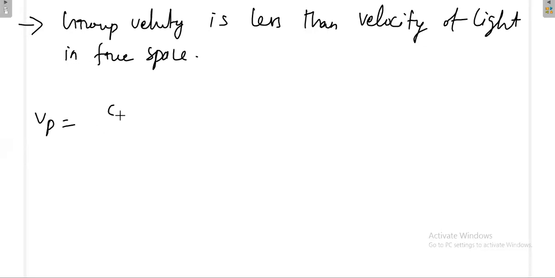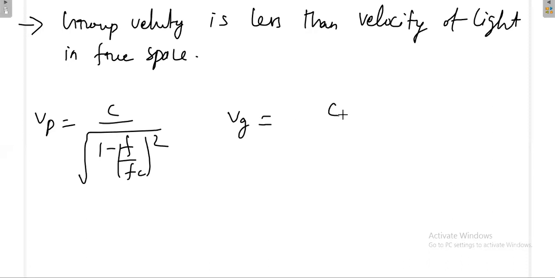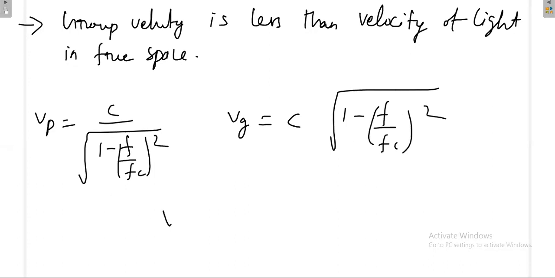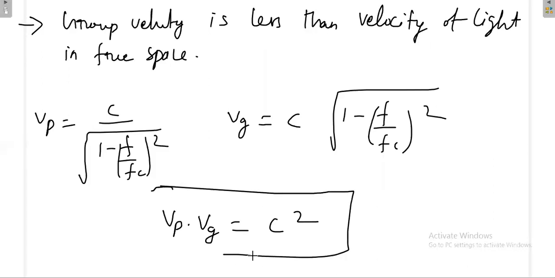Now I know what the phase velocity is. The phase velocity is c divided by square root of 1 minus (fc divided by f) whole square, and the group velocity is c into square root of 1 minus (fc divided by f) whole square. If I multiply the phase velocity by the group velocity, I will get c square. This is another relationship that you have to remember: the product of phase velocity and group velocity is always equal to c square.